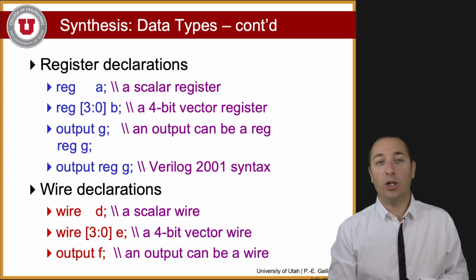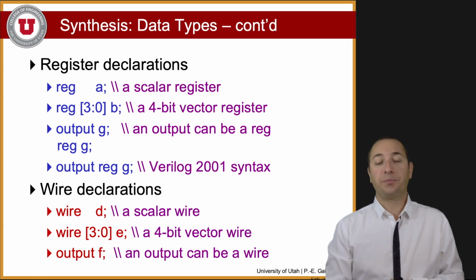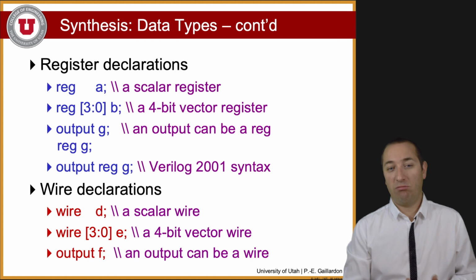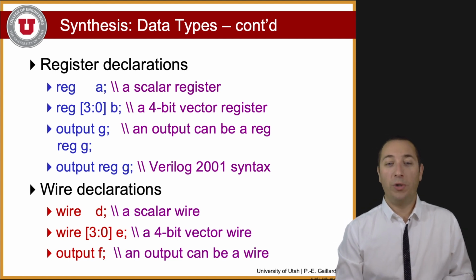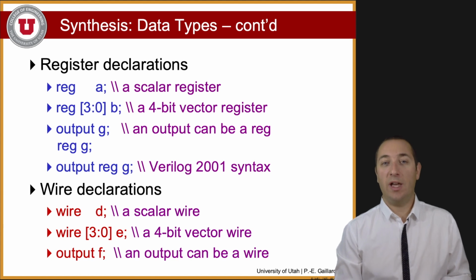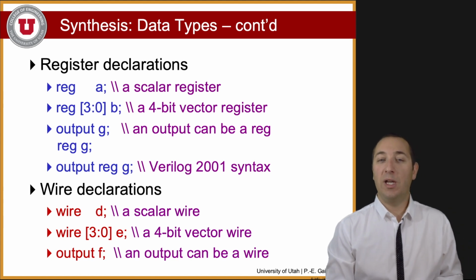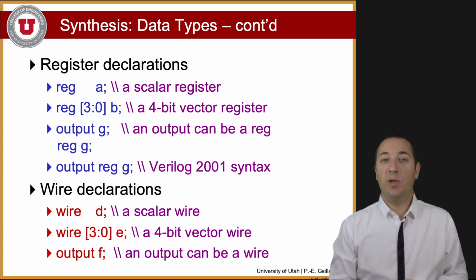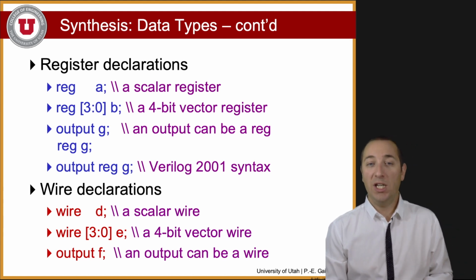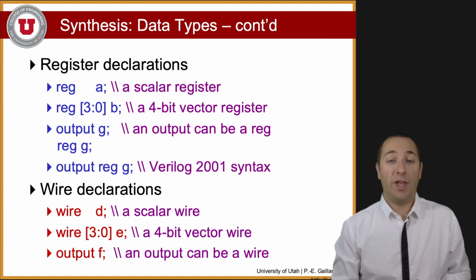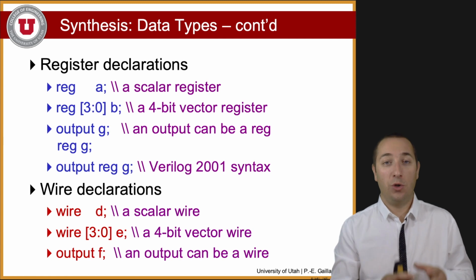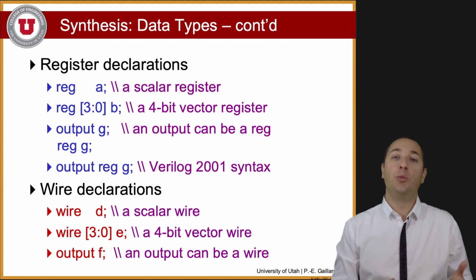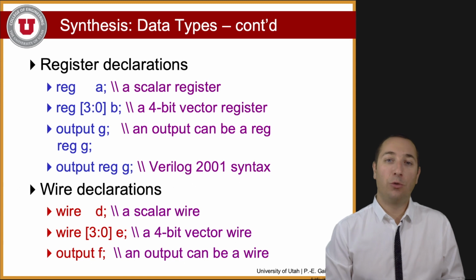How can I declare those different data types? Well, you can declare a register having a simple expression like reg A, which implements a scalar register, or you can have an array of registers, which in that case, reg [3:0] B means that B is a 4-bit vector register. Note that an output can actually be a register, and you can declare your output G followed by reg G. That way we know that G is an output and G is a register, so your actual register is connected straight to the output. But you could also combine these two functions as output reg G on a single line since the introduction of Verilog 2001.